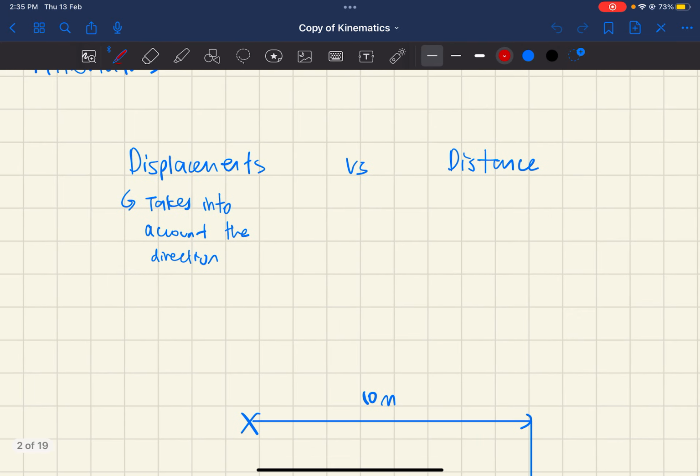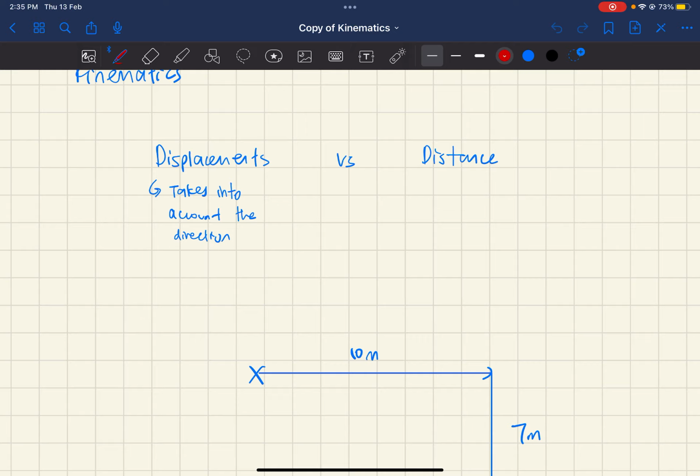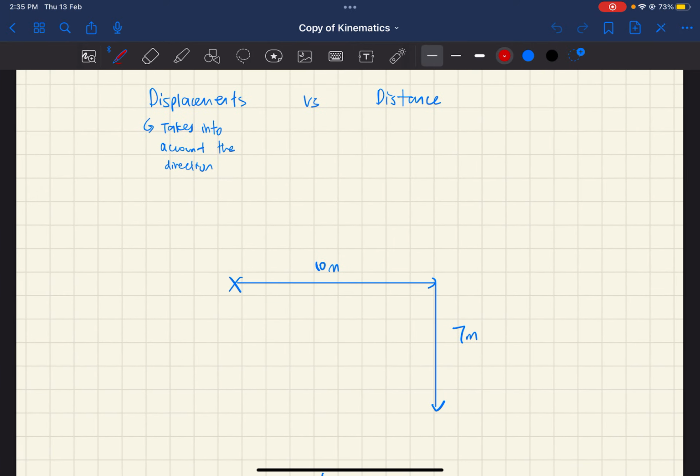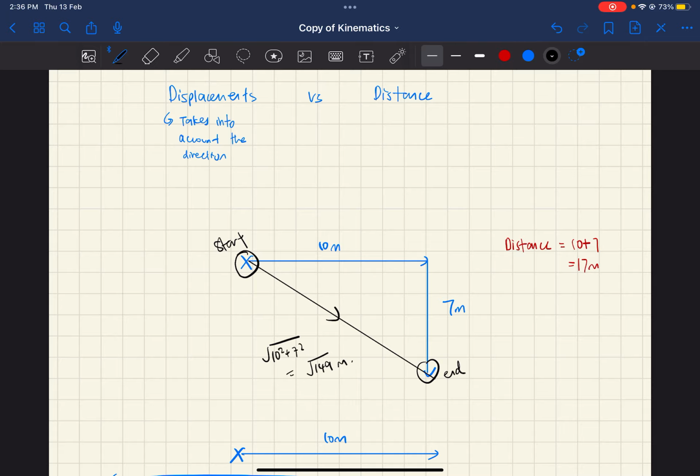So the first thing that I'll be covering is your displacement versus your distance. So what's the difference between your distance as well as your displacement? Think of your displacement as just the distance from one point to another. So for example, let's say I got something like this. So my total distance will be 10 plus 7, which is 17 meters. But my total displacement will just be from the start to the end, which is this distance over here. So this one will be square root of 10 square plus 7 square, which is square root of 149. So this will be your displacement over here.